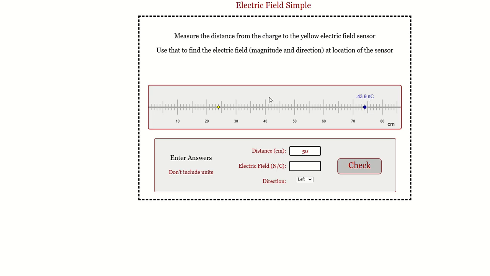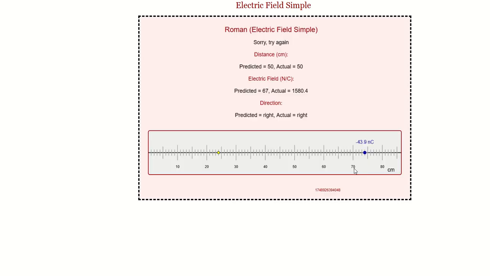All right, and so I'm going to plug all those numbers in. I'm just going to make something up here just to show you what happens when you get it wrong. All right, and then I'm going to decide what direction it is going based on the fact that this is a negative charge. So in this case, it's going to be going in that direction. So I'm going to pick right, although I'm terrible at my lefts and rights. And I'm going to check, okay? And so notice right here it says Roman. So that's why I had to enter my name. So you can't just take somebody else's screenshot.